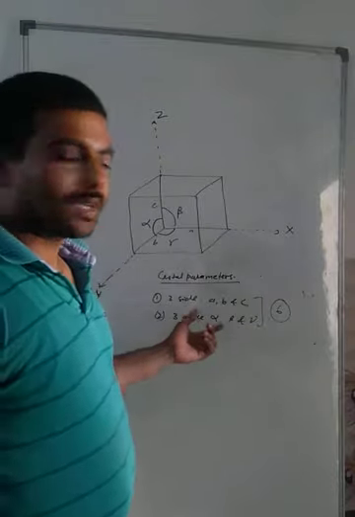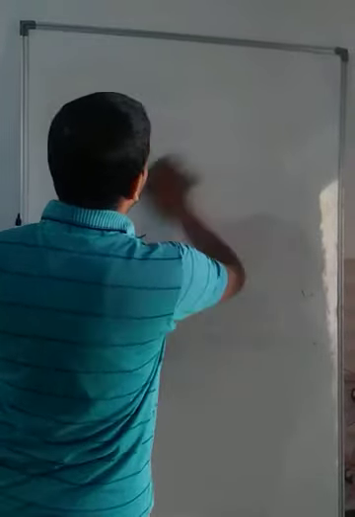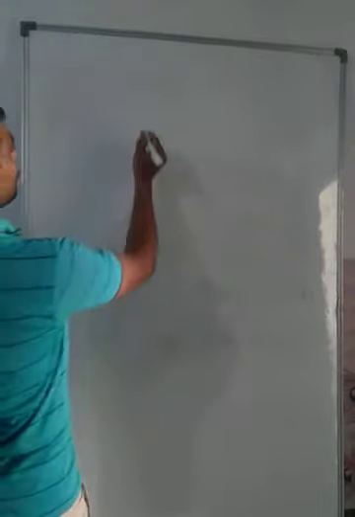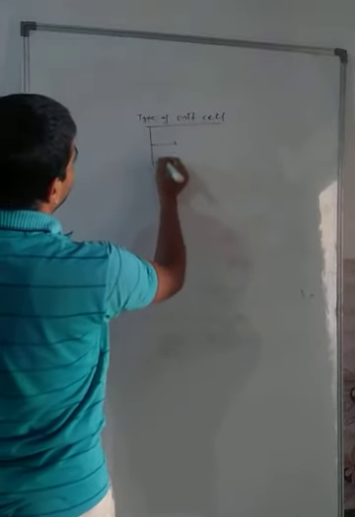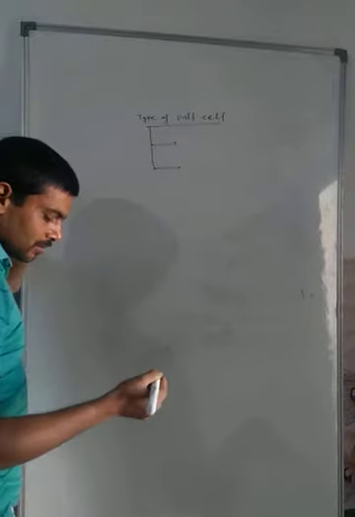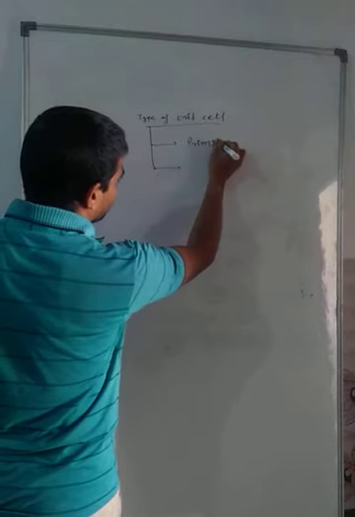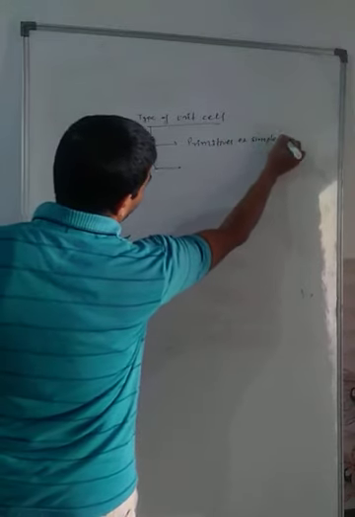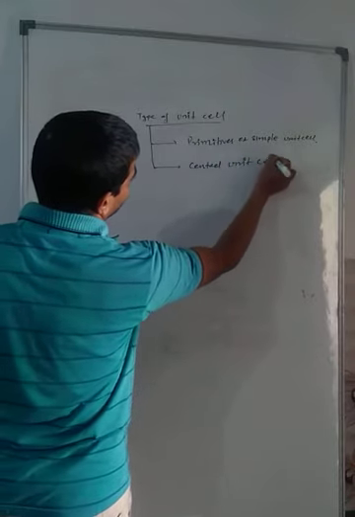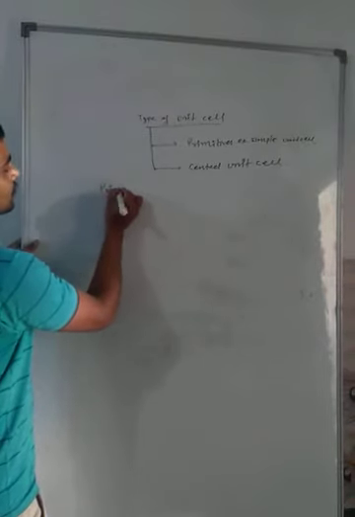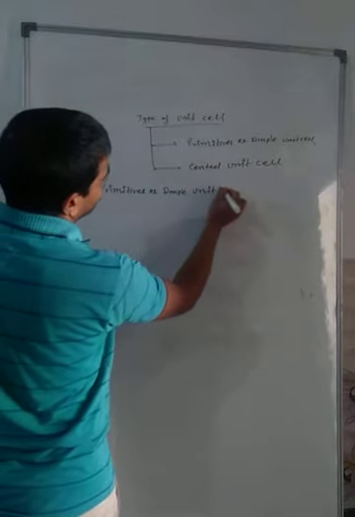Now we are going to classify the unit cell on the basis of these 6 parameters: sides A, B, C and angles alpha, beta and gamma. Types of unit cell: the unit cell is divided into 2 parts. First is the primitive or simple unit cell. Second is the centered unit cell. Now, what is a primitive or simple unit cell?